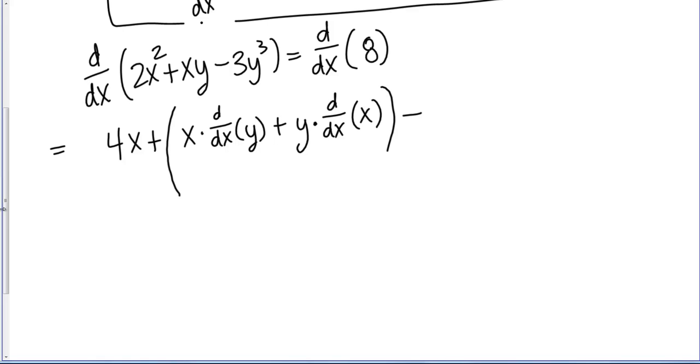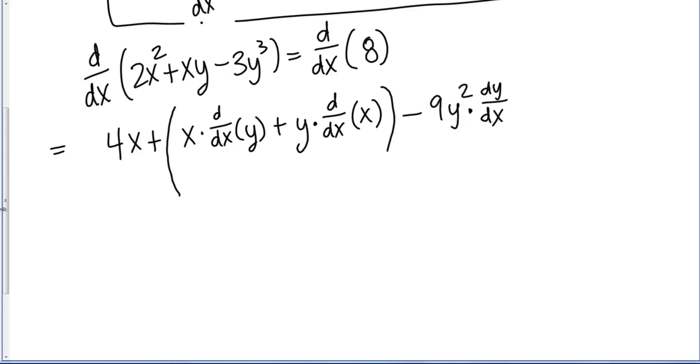Minus. Now the derivative of 3y cubed. I'm going to use a chain rule here. I'm going to start with the power rule, so I'm going to bring that 3 down. 3 times 3 is going to give me a 9 out front, 9y squared. That's just the power rule we know. But because y is a function of x, I need to use a chain rule, and so I'm going to multiply by the derivative of y, which is dy dx.